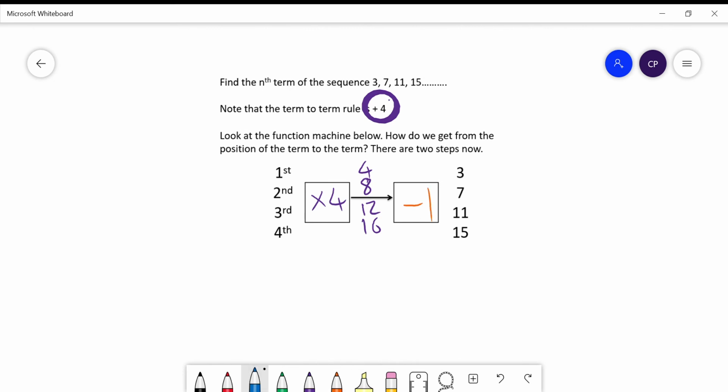So that works for them, doesn't it? 4 times 4 is 16, take off 1 is 15. It works, which means the name of this sequence is 4 times a number, take away 1.